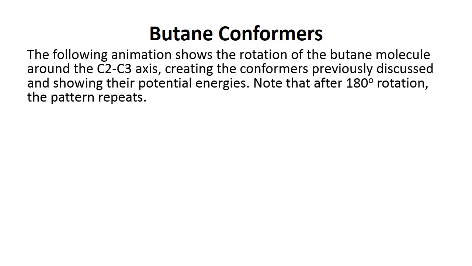The following animation shows the rotation of the butane molecule around the C2-C3 axis, which are the two carbons in the middle of the butane carbon chain. This creates the conformers previously discussed and shows their potential energy. Note that after 180 degree rotation, the pattern repeats.